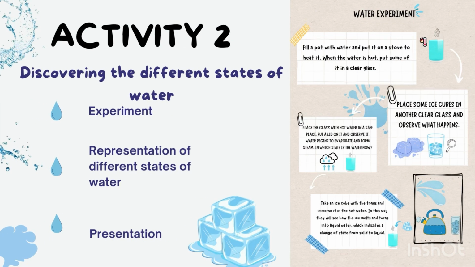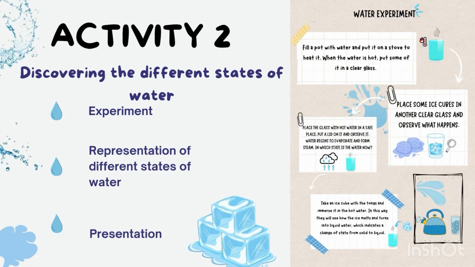The second activity is called discovering the different states of water. This activity will be to learn and differentiate the different states of water. To do this, they will go to the lab and do an experiment where the students will be able to see the different states of water. The experiment has the following steps.